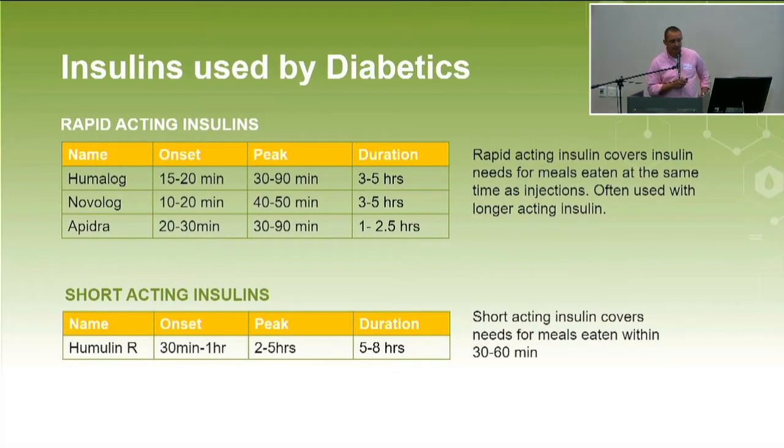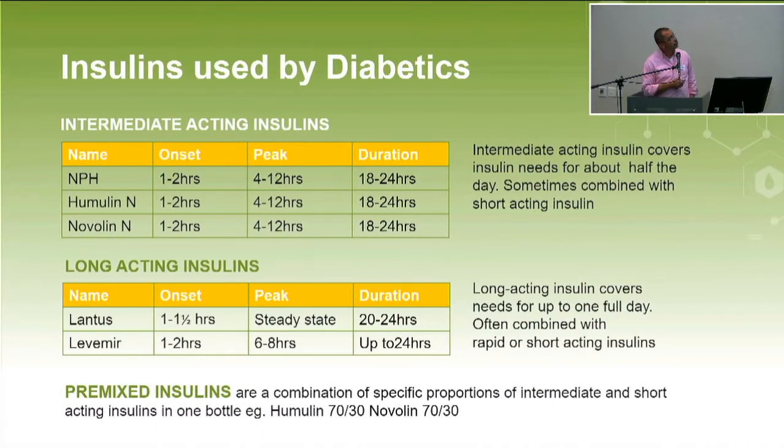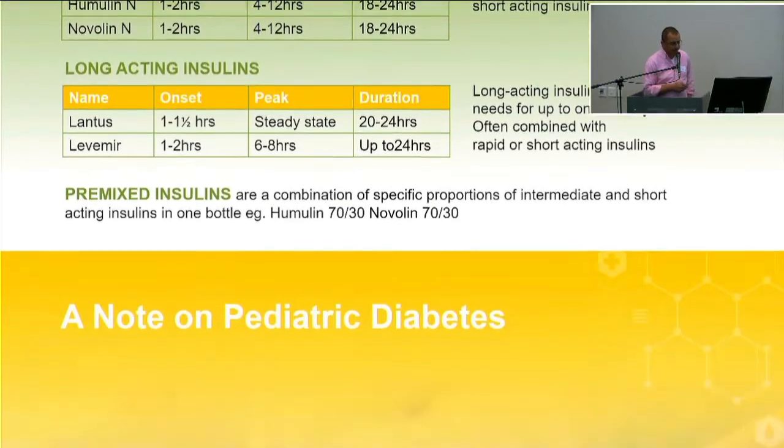When it comes to the insulins used by diabetics, we've got rapid-acting insulins, which cover the needs for after meals have been taken. Short-acting insulins cover meals that have been taken within 30 to 60 minutes. And then you've got your intermediate-acting insulins and your long-acting insulins. You do have your pre-mixed insulins that come already pre-packed, and these are some trade names of those insulins. They're a combination of usually intermediate and short-acting insulins.